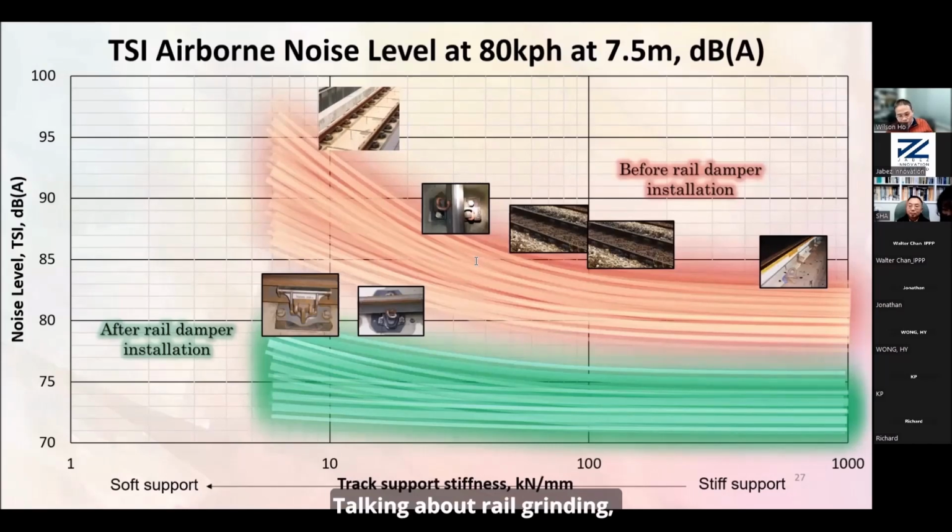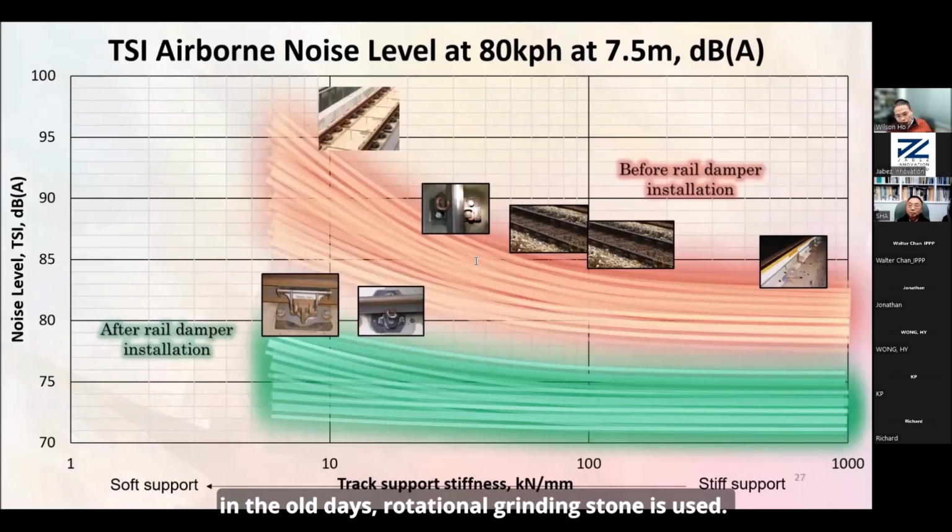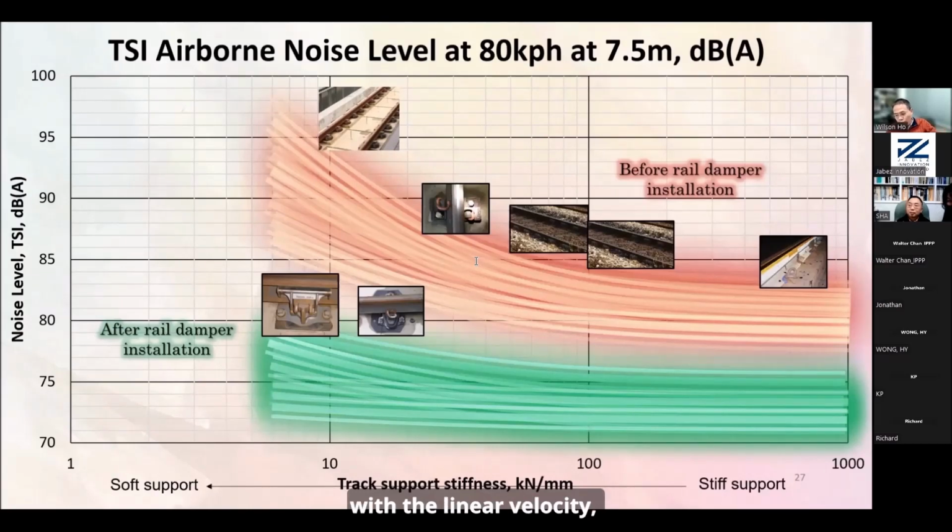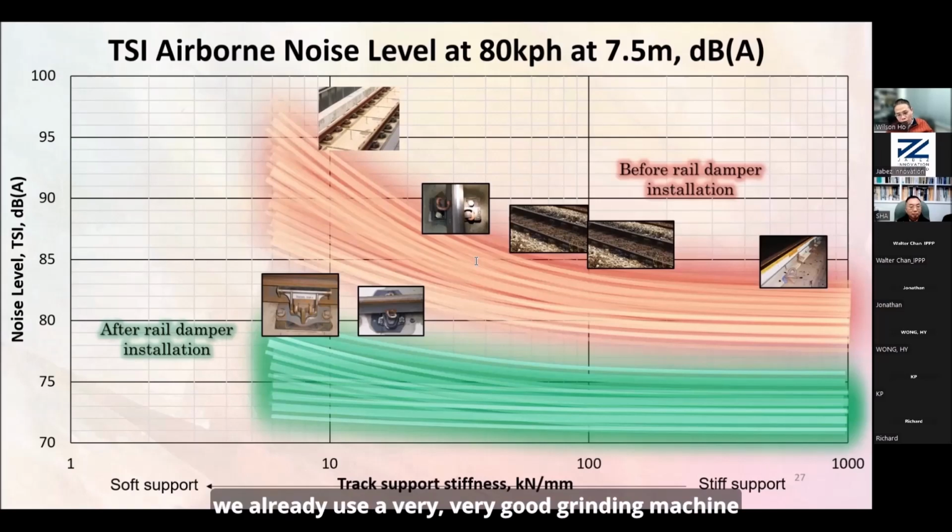Talking about the rail grindings, in the old days they used a rotational grinding stone. With the linear velocity of the grinder moving, the rotational grinding stone would create a grinding mark at a 10 or 15 millimeter gap. Such a regular grinding mark would create a distinct tonal noise at maybe 800 Hertz or higher frequency.